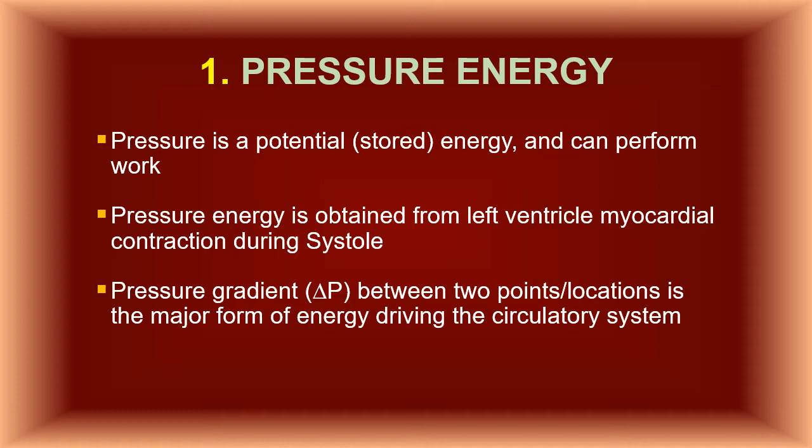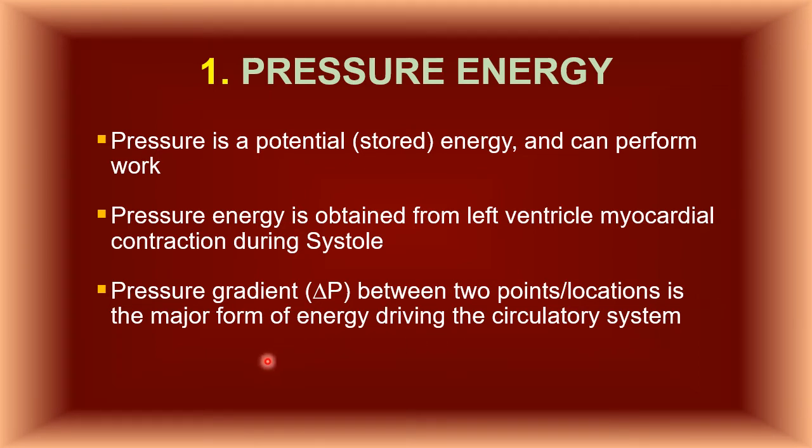So here, pressure energy is obtained from what? From the myocardial contraction of the left ventricle, mainly for the systemic circulation, or the right ventricle for the pulmonary circulation. So ventricular contraction is the source of this pressure energy.